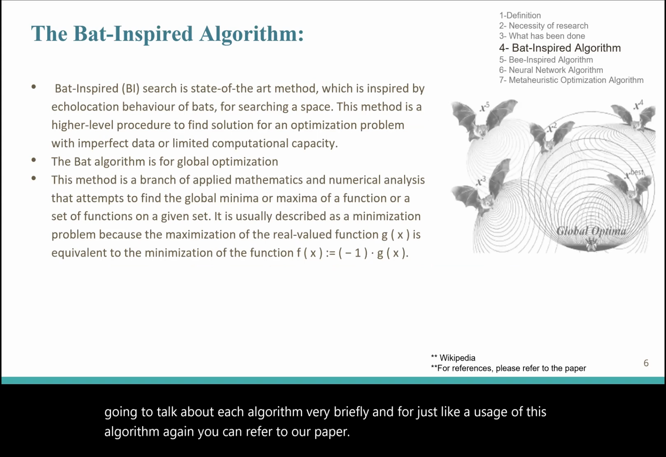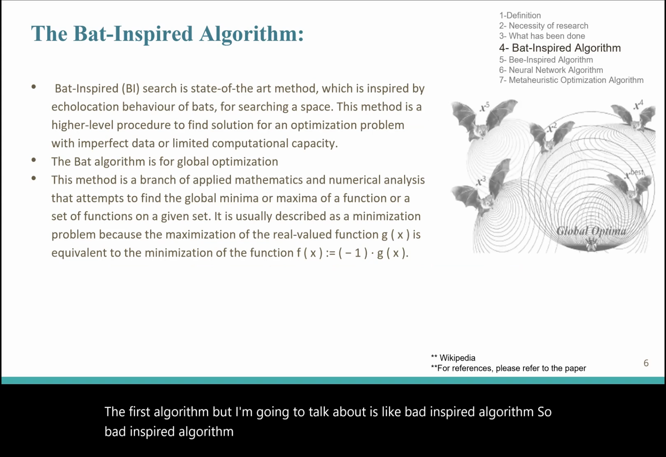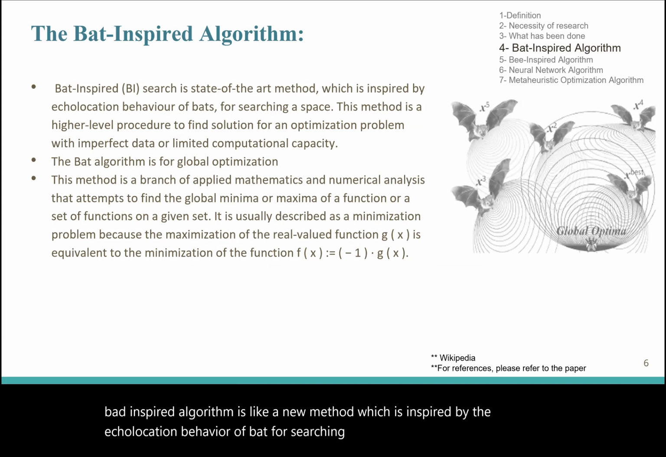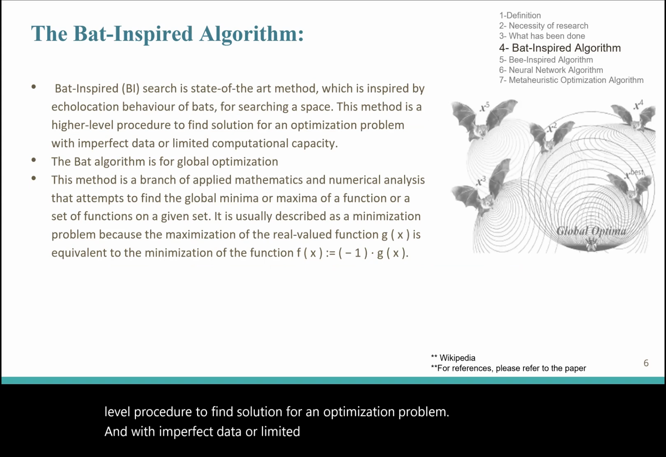The first algorithm that I'm going to talk about is the bat inspired algorithm. The bat inspired algorithm is a new method which is inspired by the echolocation behavior of bats for searching a space. This method is a higher level procedure to find a solution for an optimization problem with imperfect data or limited computational capacity.